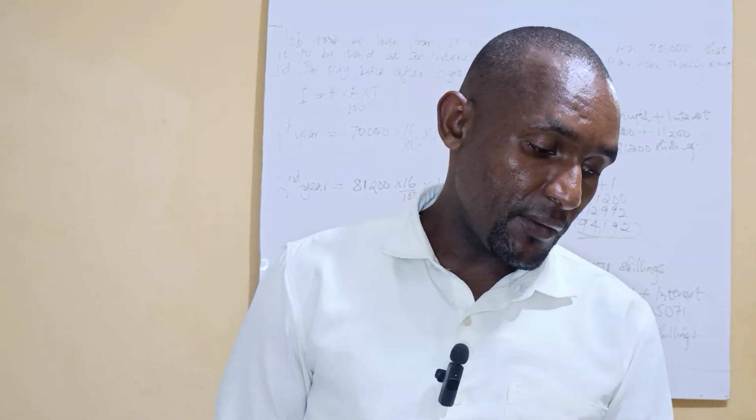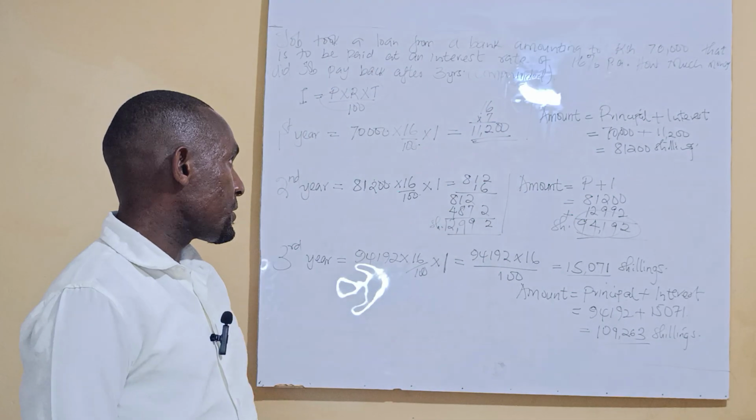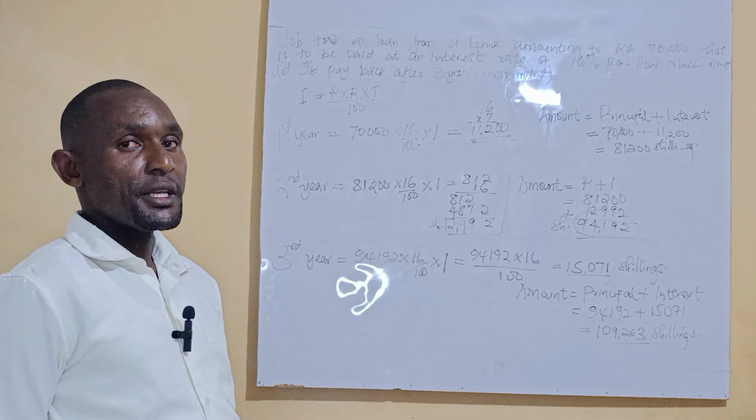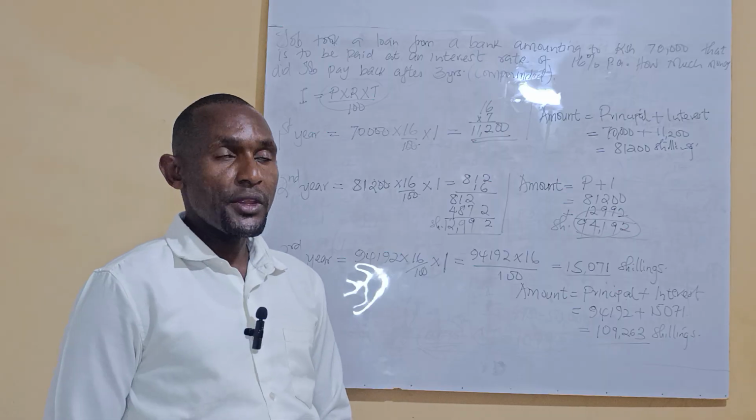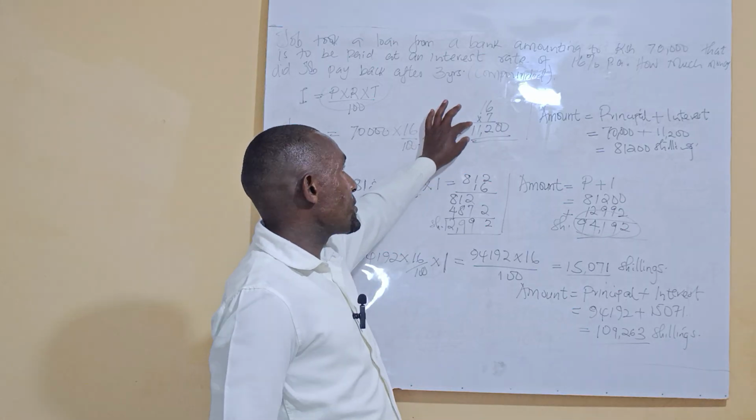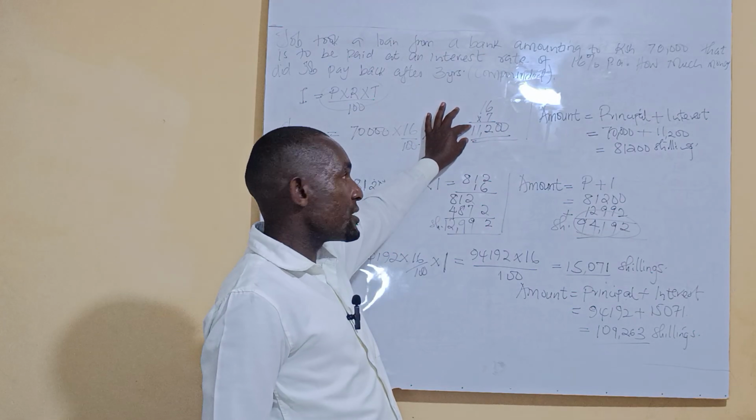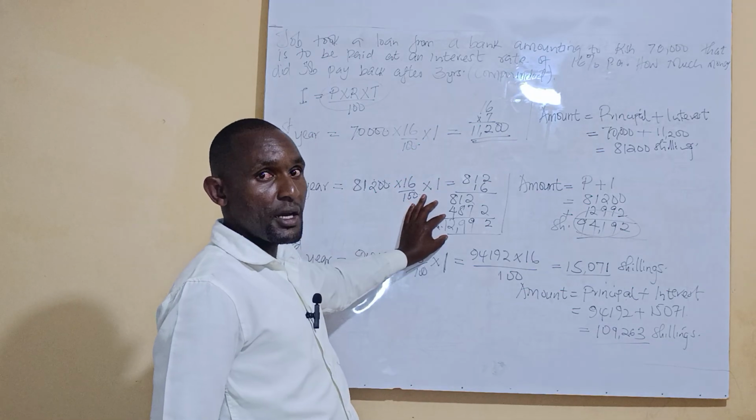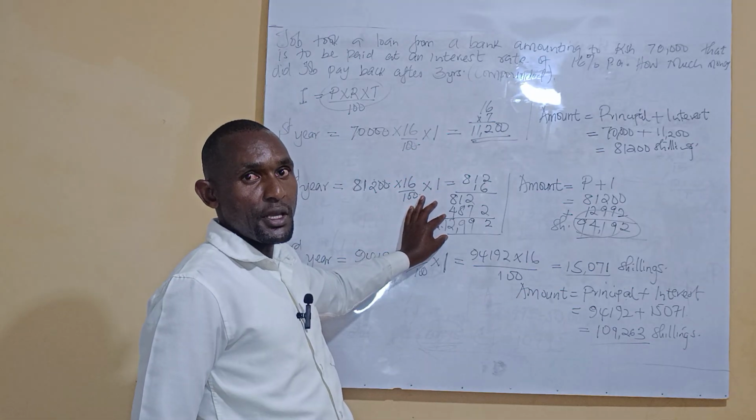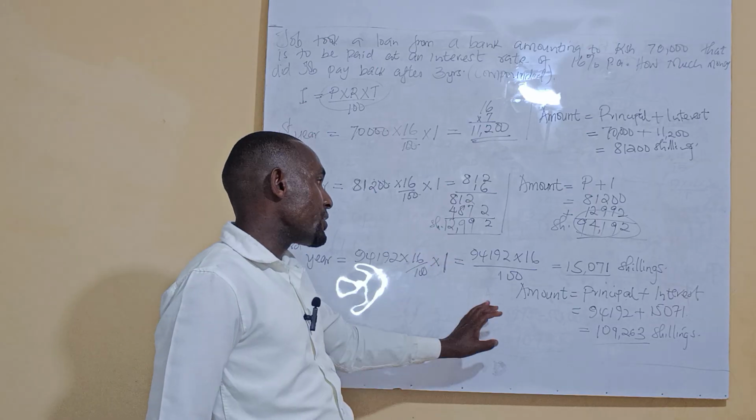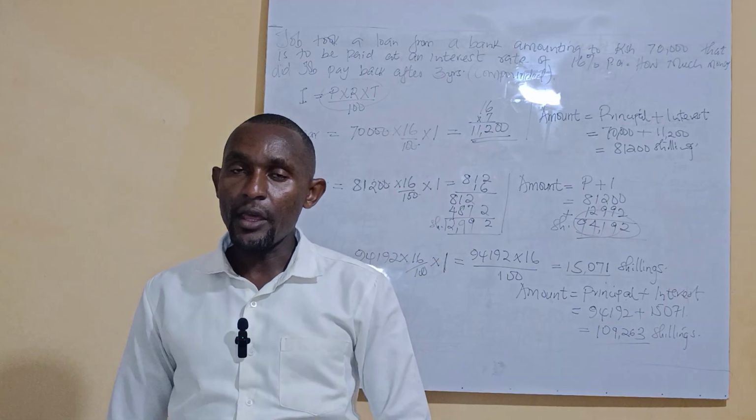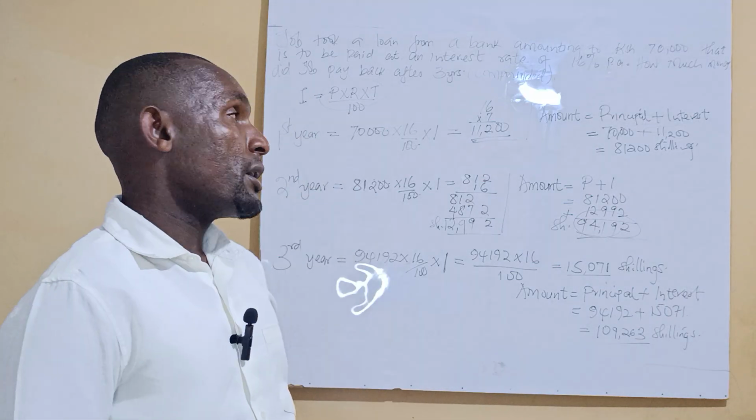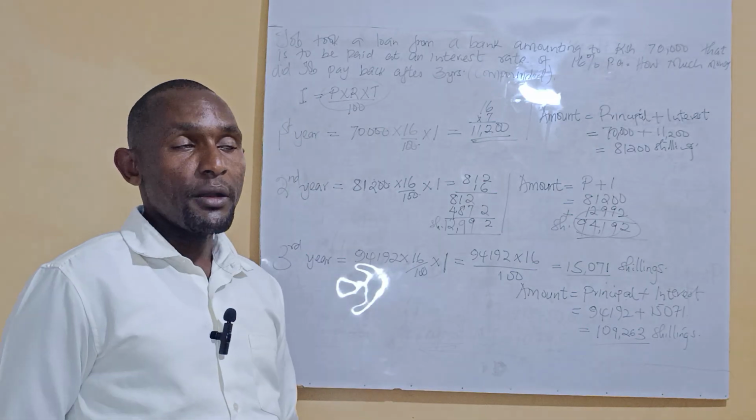parts. It can be divided into different parts. The first part can be asking about the interest for the 3 years. If it is asking the interest for the 3 years, you take 11,200, which is the interest for the first year. You add 12,992, which is the interest for the second year, and you take 15,071, which is the interest for the third year, and then you put them together.